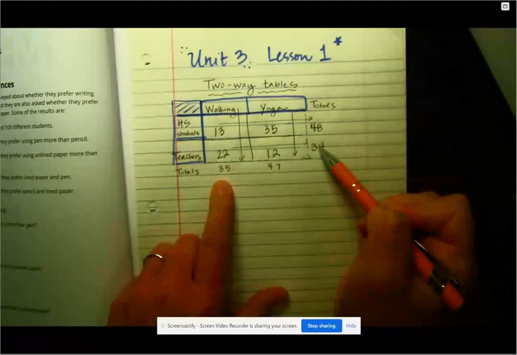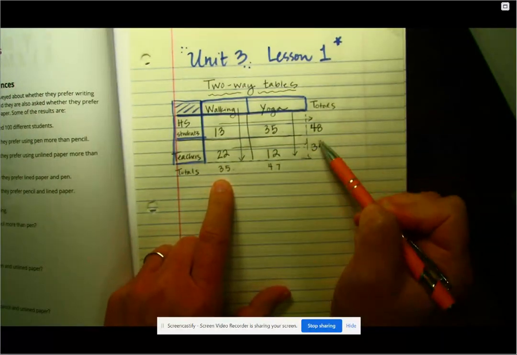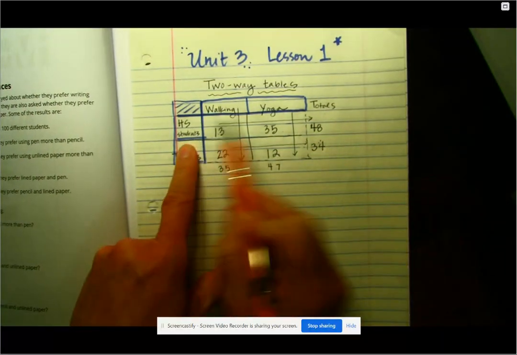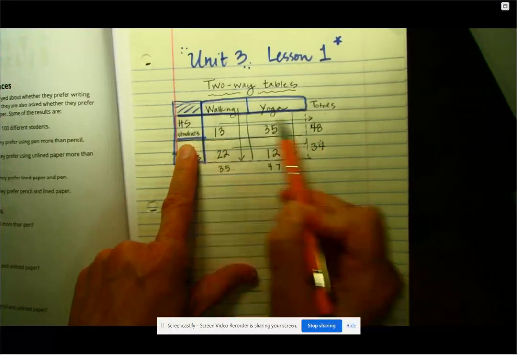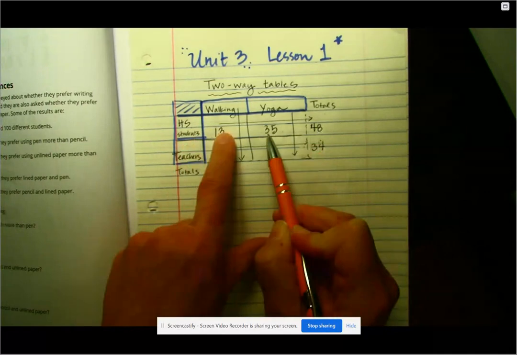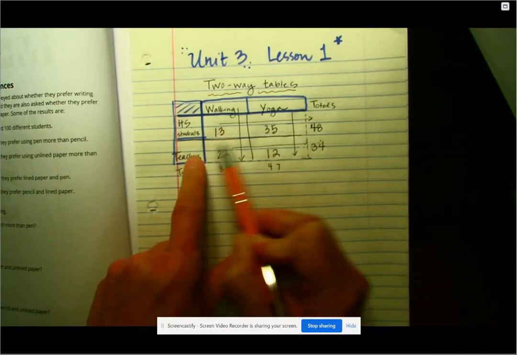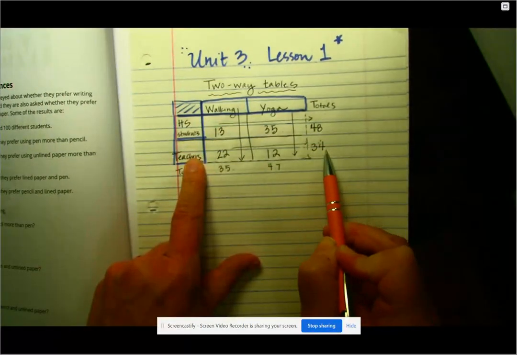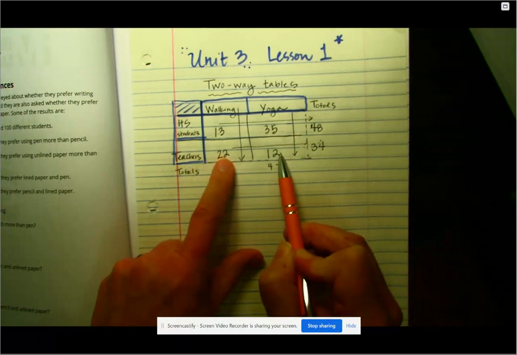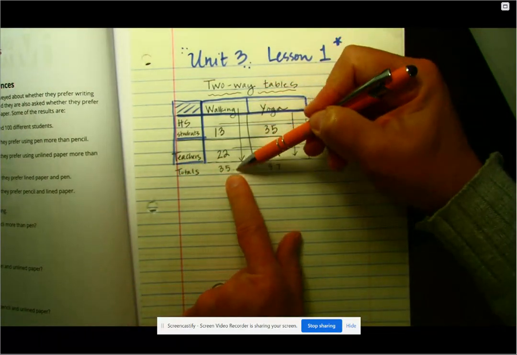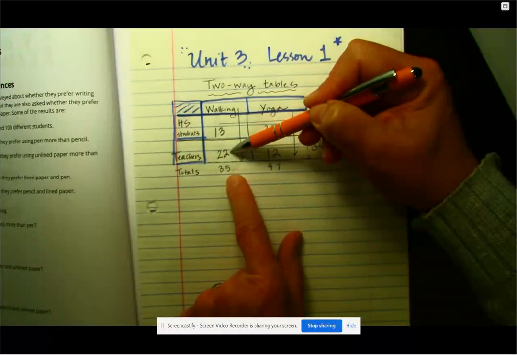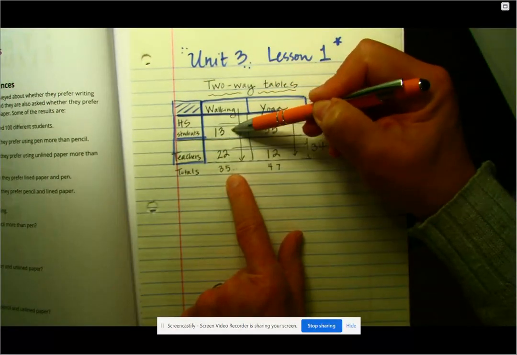So yes, I like to think of them as subtotals, right? You're just looking at the total of this category. How many high school students were surveyed? 48. And this is how they broke apart their preferences. How many teachers were surveyed? 34. And that's how their preferences broke apart. Okay. How many said walking? 35. Well, that's how many teachers said walking. That's how many high school kids said walking.